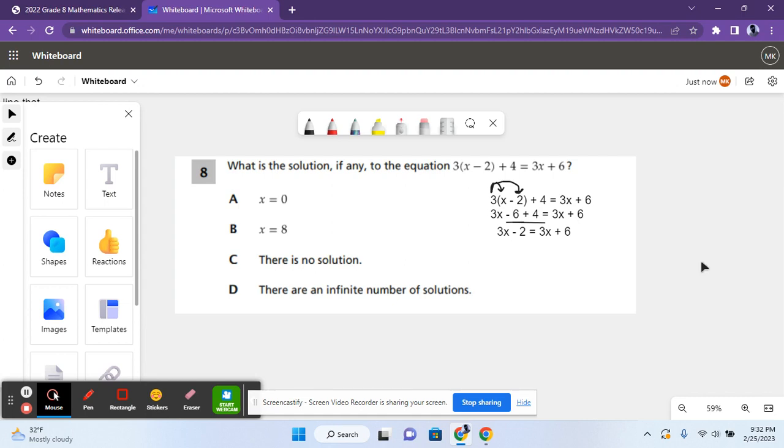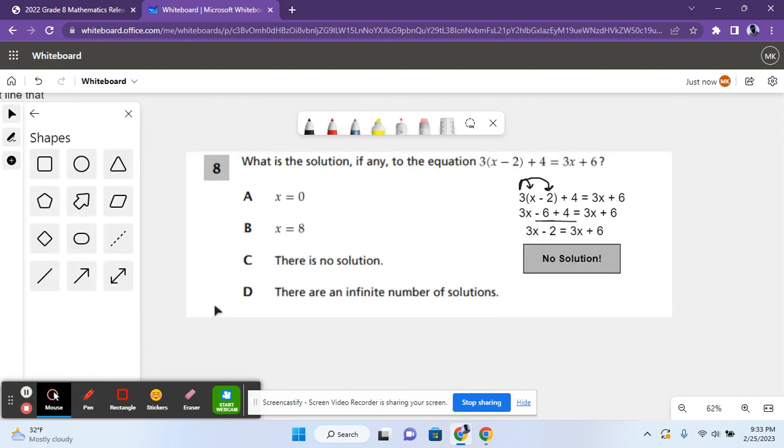Now, there's no value of x that you could use to make this equation true. Nothing could be used for x to make both sides of the equation equal to each other. So there's no solution. Since there's no solution, that means the correct answer is C. Let's move on to the next problem.